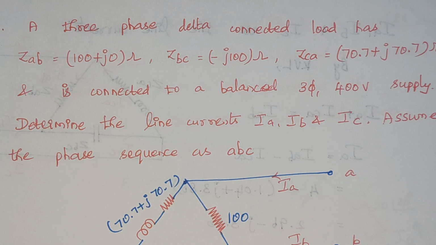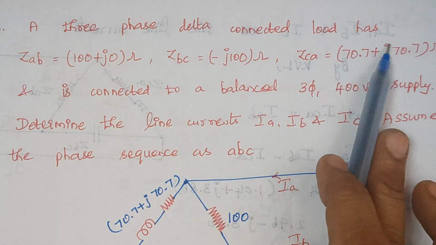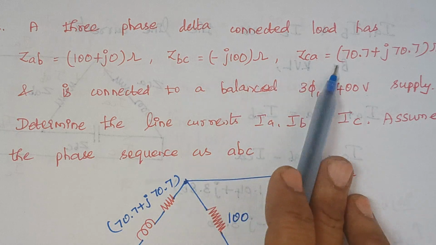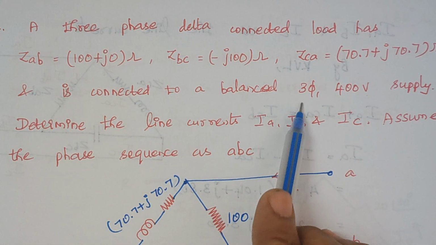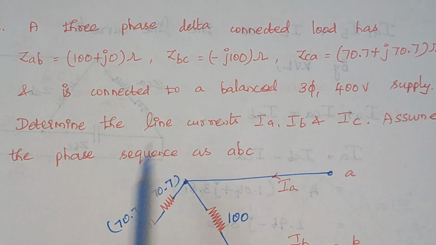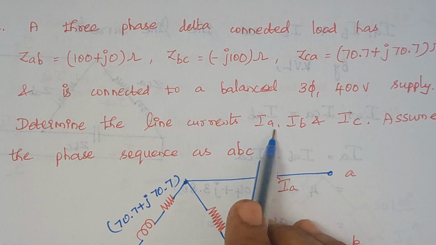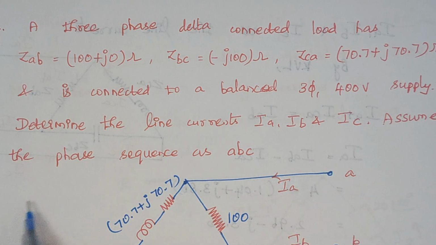The problem is a three-phase delta connected load has these different values of impedances, and this is connected to a balanced three-phase 400 volt supply. Find the line currents IA, IB and IC. Assume the phase sequence as A, B and C.